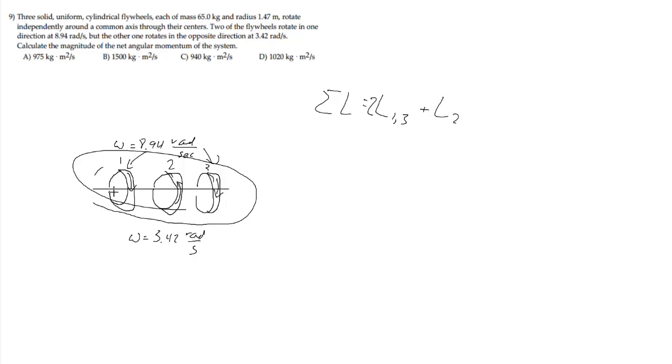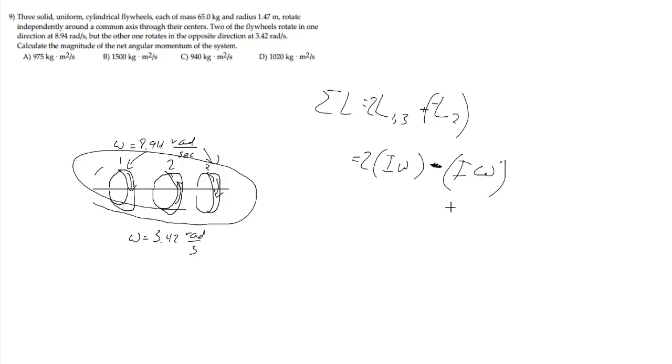But because L2 is spinning in the opposite direction, much like torque, we can call 2 of these positive and 1 of them negative to indicate that they're in opposite directions. So let's call this one negative, just for fun. And now this is just a matter of plugging stuff in. So 2I omega minus, I guess, I, so this is I1 or 3 omega plus I2 omega.